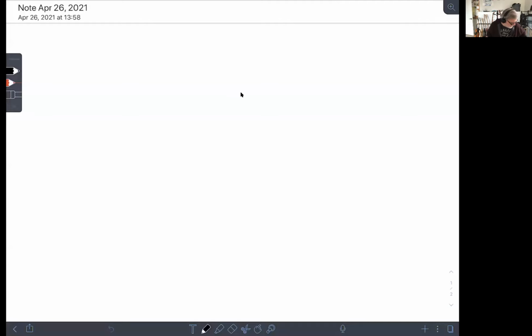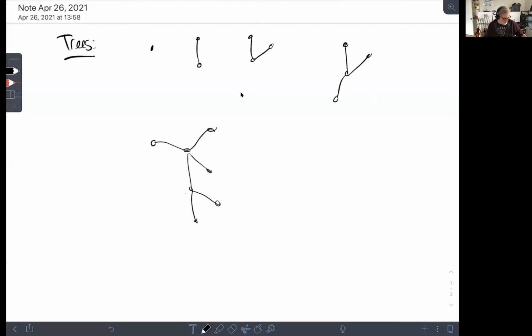Okay, so just before I do so, trees. What's a tree? A 1 vertex tree, a 2 vertex tree, a 3 vertex tree, 4, and so on. That's what a tree is. You might have seen these if you've done some. Right? So you see why they're called trees.